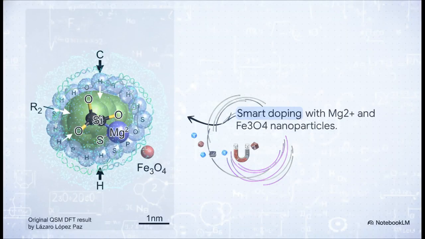I want to highlight the chemical logic of that smart doping in Step 3. The dopants we introduce aren't random. Magnesium ions, which show a massive adsorption energy of minus 42.3 kilocalories per mole, actively promote cellular in vitro regeneration, specifically chondrogenesis, or cartilage tissue formation. Meanwhile, the iron oxide nanoparticles provide essential mechanical reinforcement and a magnetic response. Together, they lock the metamaterial's structure into place so it survives extreme physical stress.